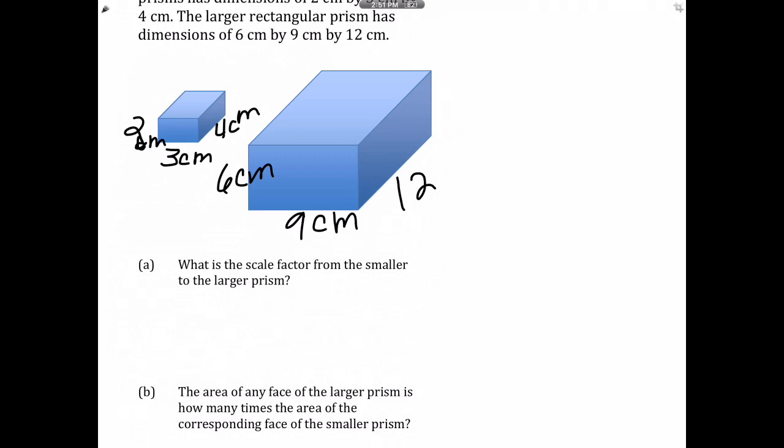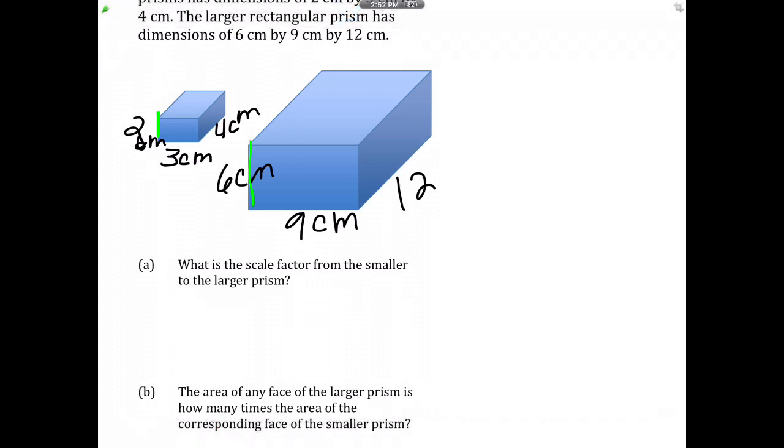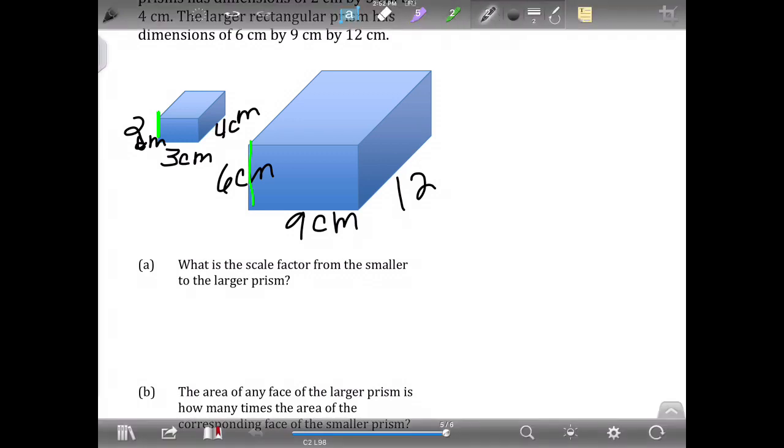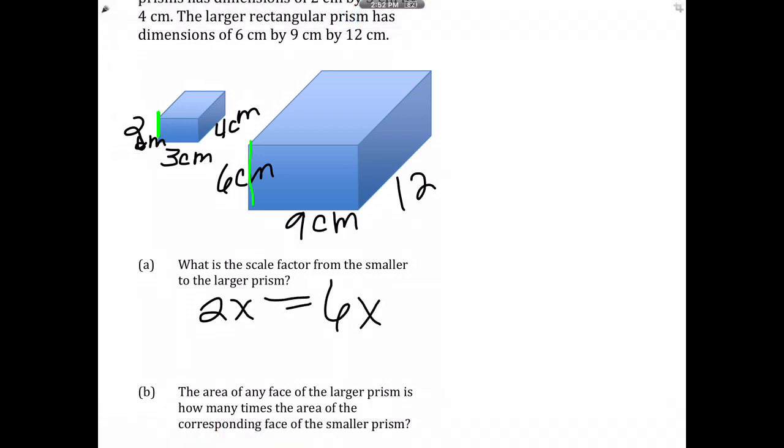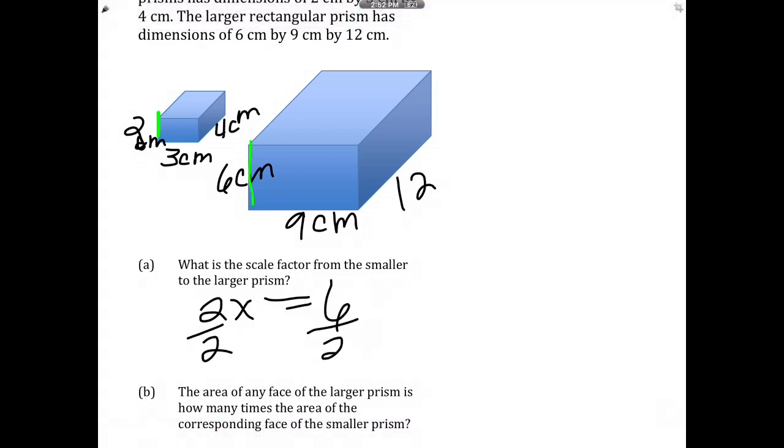So if we're just talking about side length, we have 2 corresponding sides right here, this side and this side. So we're going to do the scale factor of 2x equals 6. We're going to divide, and the scale factor of a side will end up being x equals 3, where the scale factor is 3.